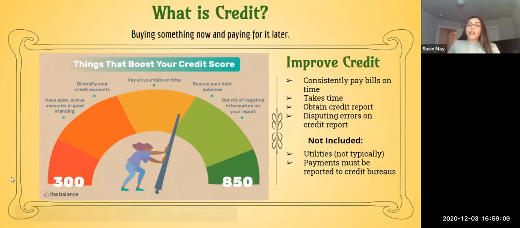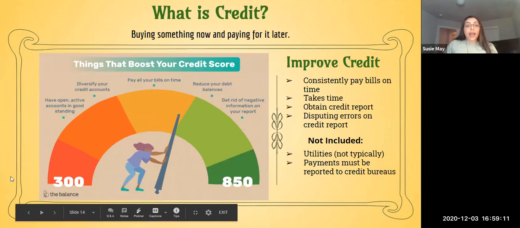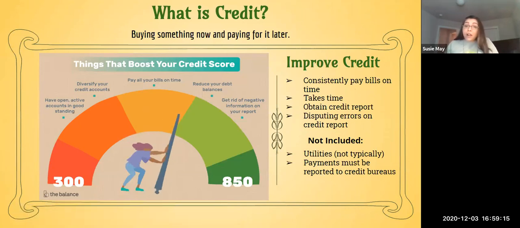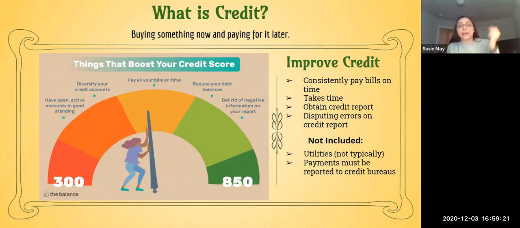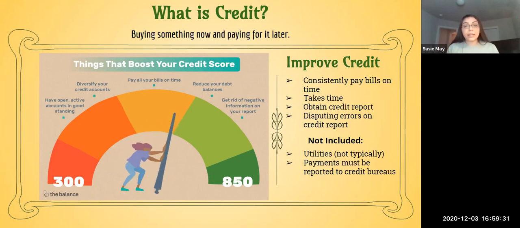Okay, so let's talk about how to earn credit and how to improve it. So earning credit, it does take time, but consistently paying bills on time helps a lot. So if you could possibly get a cosigner on something, I know a lot of people don't have that ability, but if you could, that's a way to gain credit. A credit card's a way to gain credit.